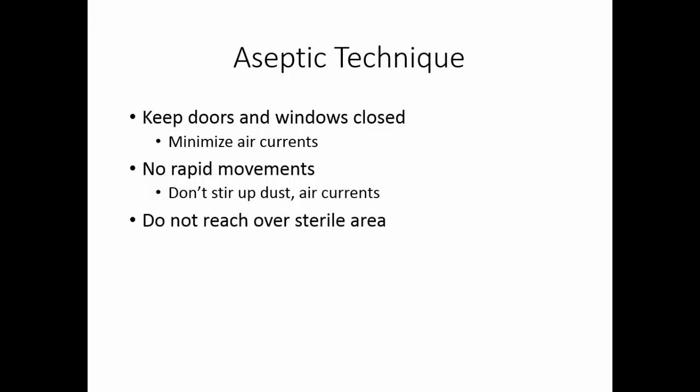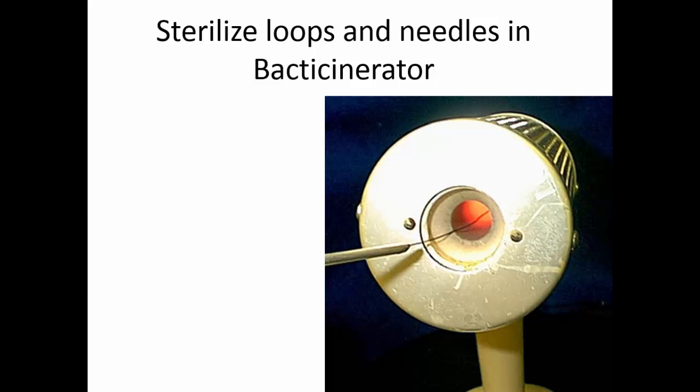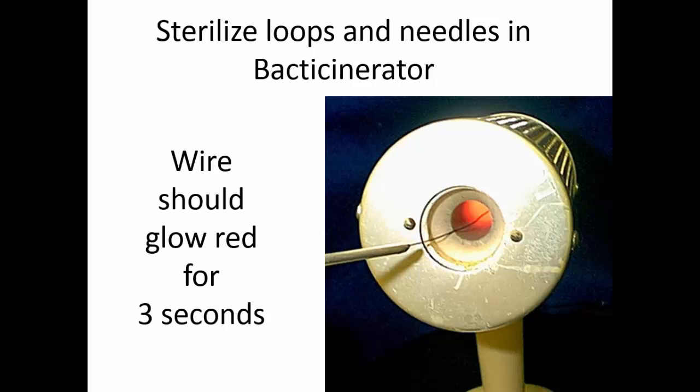Also, you constantly shed skin cells and microorganisms. For that reason, you want to never reach over a sterile area or any of your cultures. To make sure that your equipment is sterile, you're going to sterilize your loops and your needles in the Bacticinerator. The core of the Bacticinerator gets to 1500 degrees Fahrenheit, so this will quickly sterilize your wire. You should watch it glow red for 3 seconds.